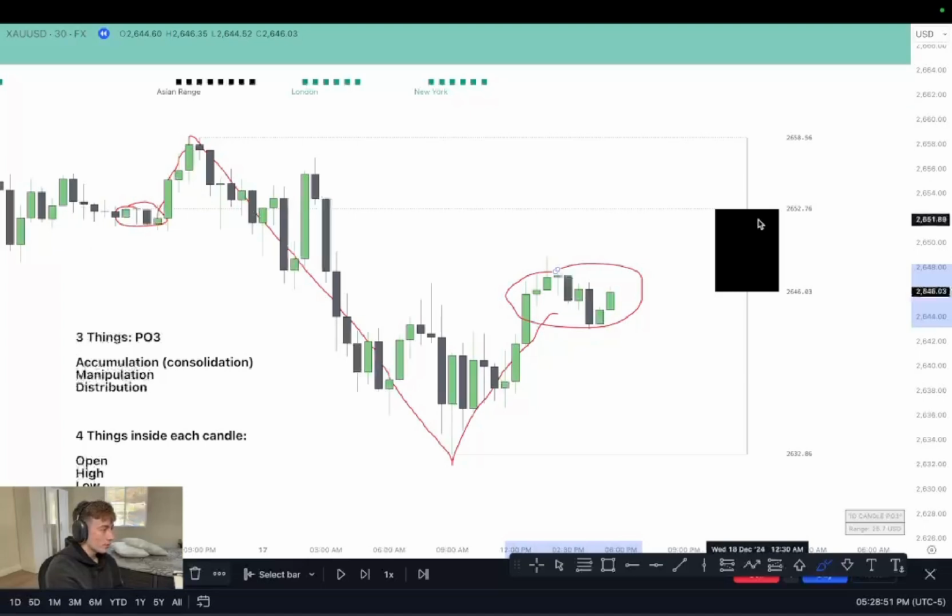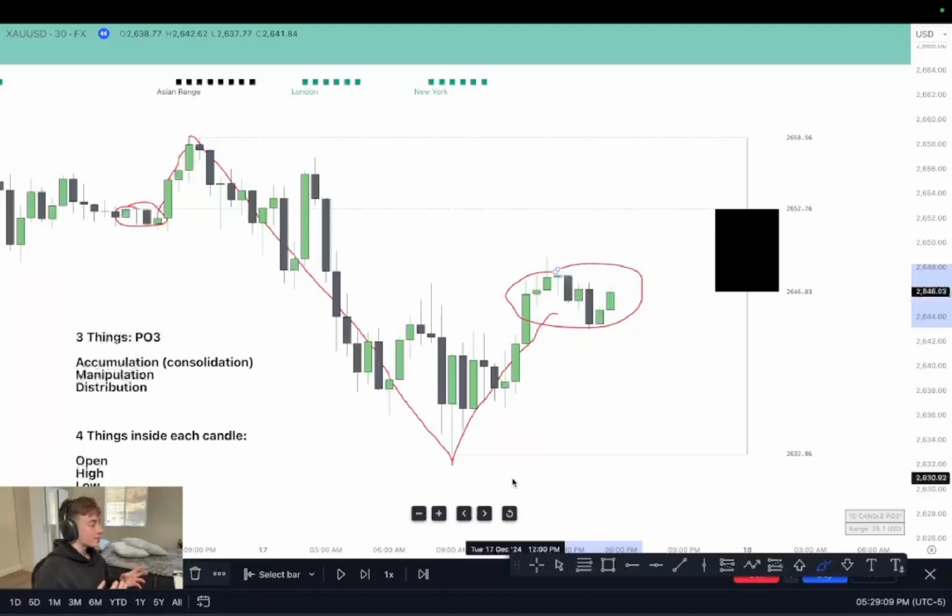We have the open. So 2652.76 was the open. The high was right here. The low is right here, and then we pulled up and closed, right? So that's how each candle works. And inside of each candle, there is this thing called the power of 3. And that's how you kind of understand how to trade inside of each daily candle.